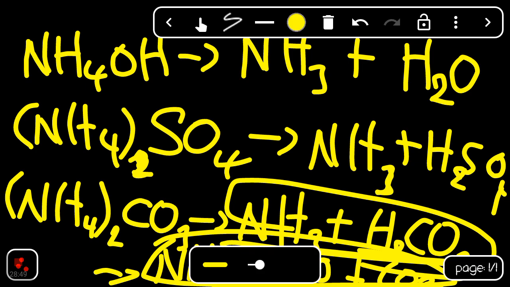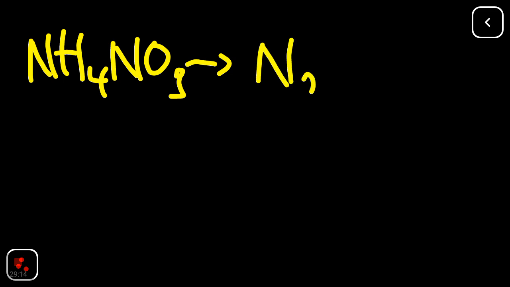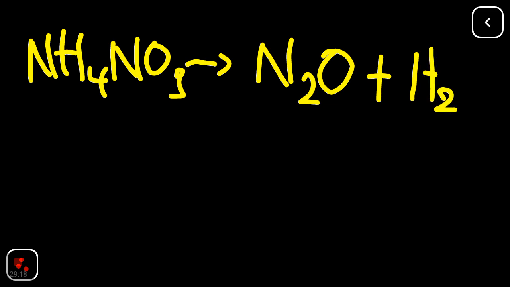So that's for these guys, and they're very cool. They give ammonia and their acids, but there is an exception. So the exception is actually for the nitrite, like ammonium nitrite, ammonium trioxonitrite. Instead of decomposing to form ammonia and the respective acid, it forms something different. It forms laughing gas plus water. So this is what it formed.